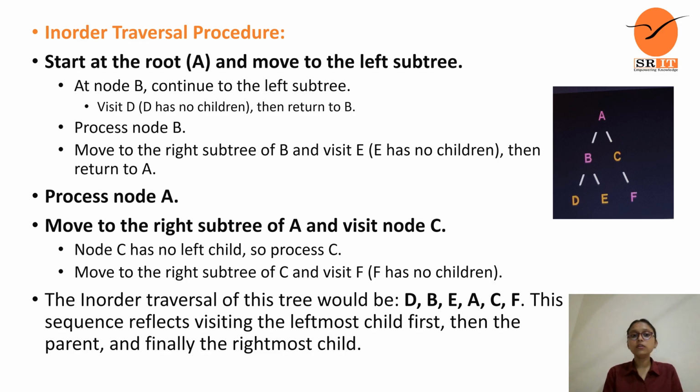Then we process node B. Then we move to the right subtree of B and visit E. E has no children, then we return back to A. So process node A, then we move to the right subtree of A and visit node C.